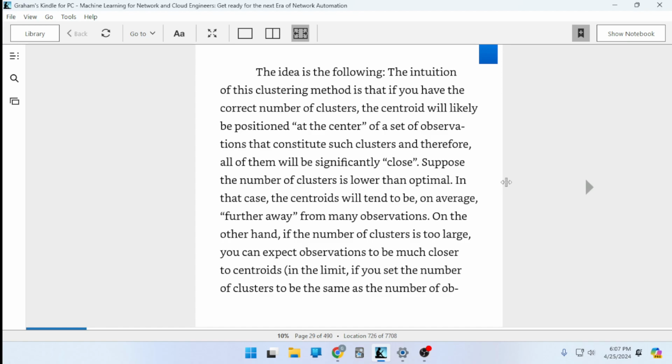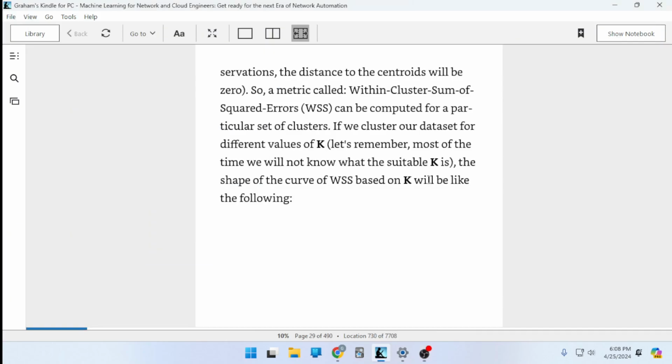The idea is the following. The intuition of this clustering method is that if you have the correct number of clusters, the centroid will likely be positioned at the center of a set of observations that constitute such clusters, and therefore all of them will be significantly close. Suppose the number of clusters is lower than optimal. In that case, the centroids will tend to be, on average, further away from many observations. On the other hand, if the number of clusters is too large, you can expect observations to be much closer to centroids. In the limit, if you set the number of clusters to be the same as the number of observations, the distance to the centroids will be zero.